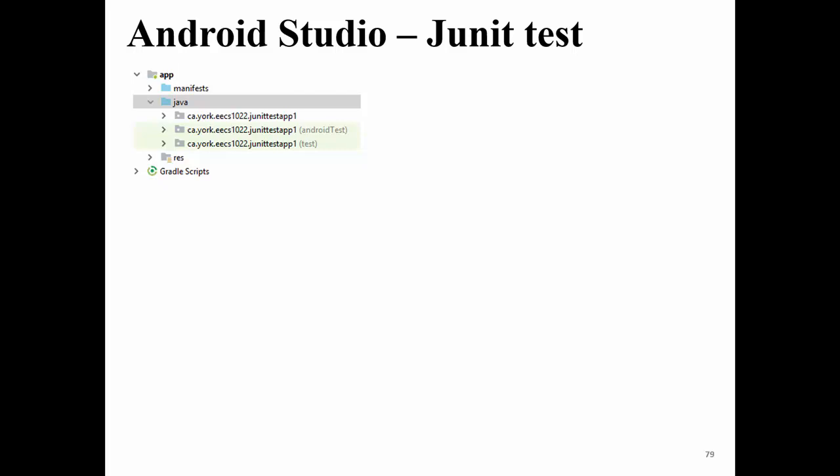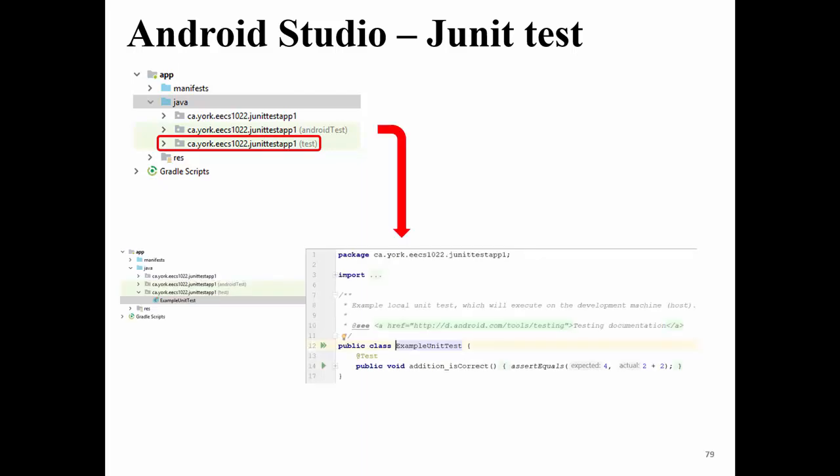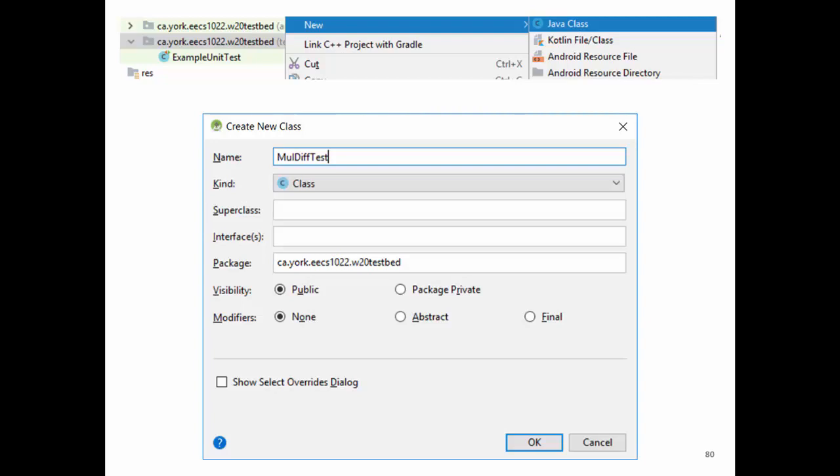As you can see, when you open the Java folder for your apps, you see the app, then androidTest and test. androidTest is for instrumented testing, which we're not going to cover. The test folder, the third one, is what we're going to focus on to write the JUnit test. If you expand it, you're going to see one example, called ExampleUnitTest, with some example already written for you. But you're not going to use that example. You're going to create your own JUnit testing class. So you right-click, say new class, and say MultiDifferenceTest.